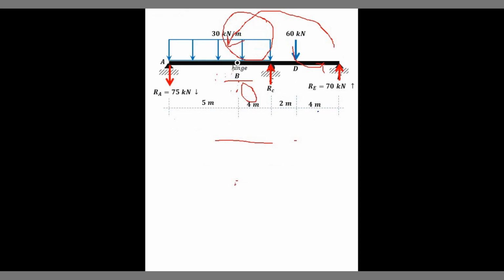So, my RE is equal to 70 kilonewtons upwards. Next, summation of forces along the y-axis. The value now of my RC is equal to 75 kilonewtons upwards. Okay. So, nasolve ko na yung mga reactions for this beam. This is now my final answer for the external reactions.